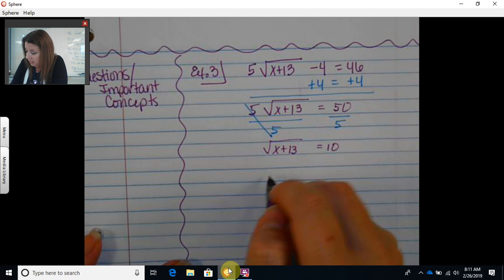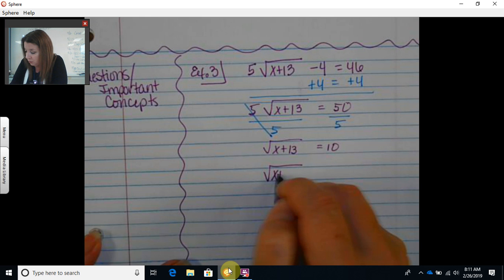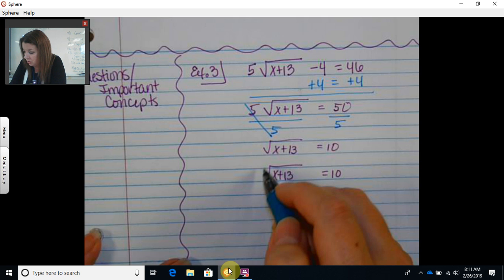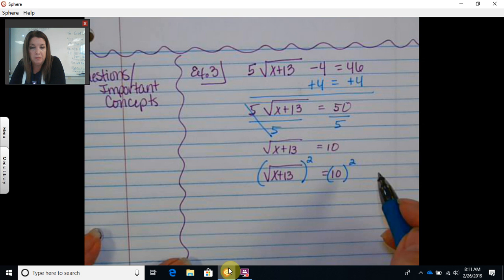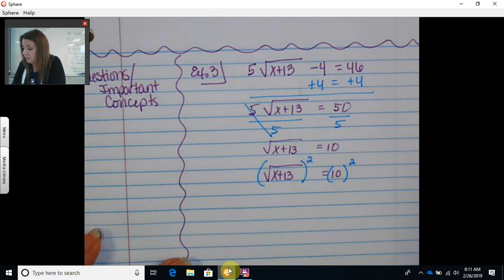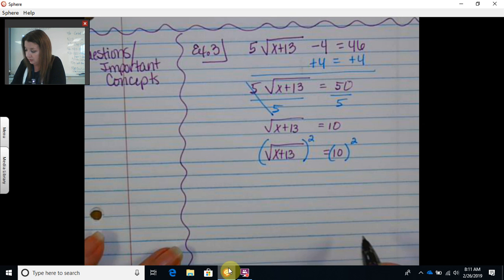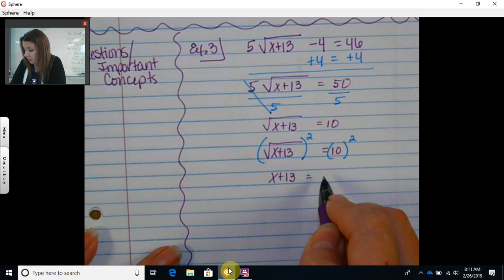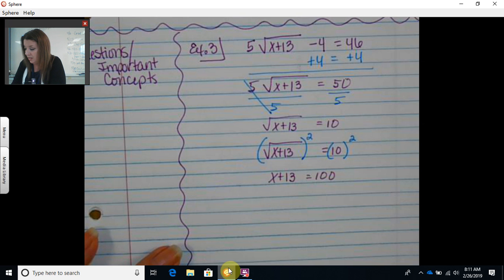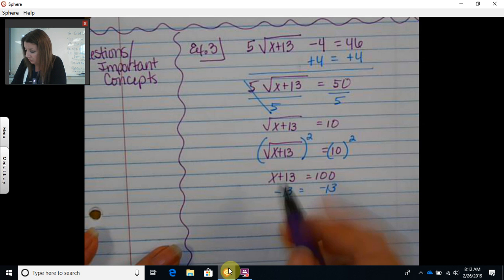And in my notes, I like to rewrite the problem so you can see from one step to the other how it changed. Obviously, if I were doing my own homework, I probably wouldn't do that. So what's the square root of x plus 13 quantity squared? X plus 13 equals, what's 10 squared? 100. Now what? Subtract 13. And x equals 87.